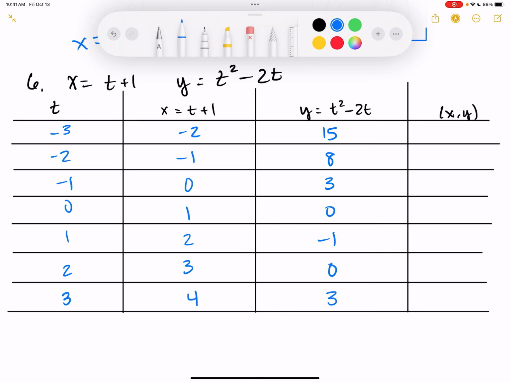So then just take those and make ordered pairs out of them. So negative 2, 15. Negative 1, 8. 0, 3. 1, 0. 2, negative 1. 3, 0. And 4, 3.